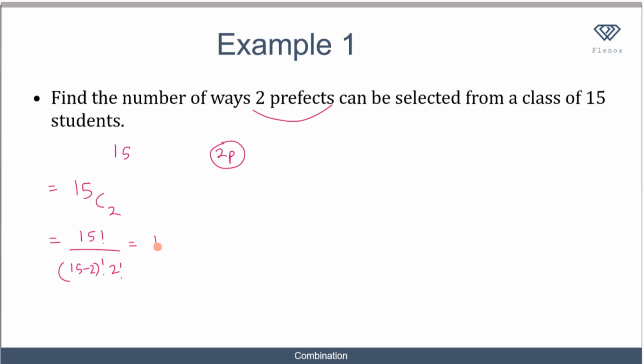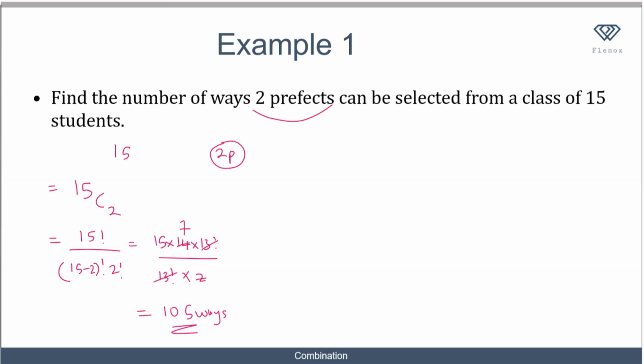And what would that give me? That would be 15 times 14 times 13 factorial. 15 minus 2 is 13 factorial, and 2 factorial is 2. 2 in 14 is 7, and 15 times 7 gives me 105 ways. So now there are 105 ways in which I can select 2 prefects from this class of 15.